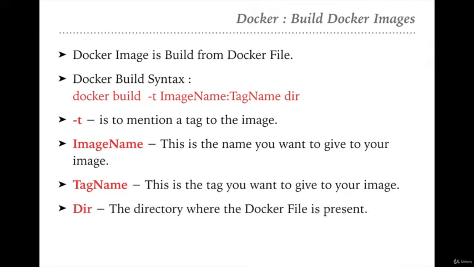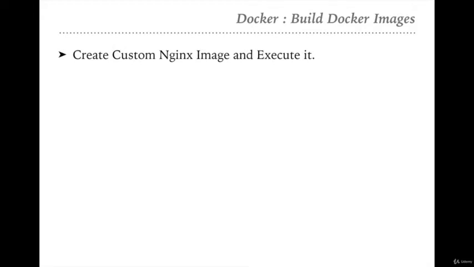After this, we need to provide the directory where my Docker file is present to build that particular image. If your Docker file is present inside the current directory, then you can mention a period, like a dot. If your Docker file is not present inside the current directory, then you need to specify the path of your Docker file inside your command. So very first, we will create our own custom nginx image and execute it.